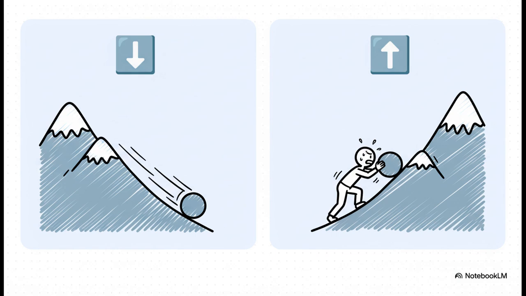So here's the bottom line. If that delta G is negative, the trail goes downhill. The reaction is what we call spontaneous. It just happens. It'll go all on its own, like a ball rolling down a hill. But if delta G is positive, well, now you're hiking uphill, my friend, and you're going to need to pump some energy into the system to make it happen.